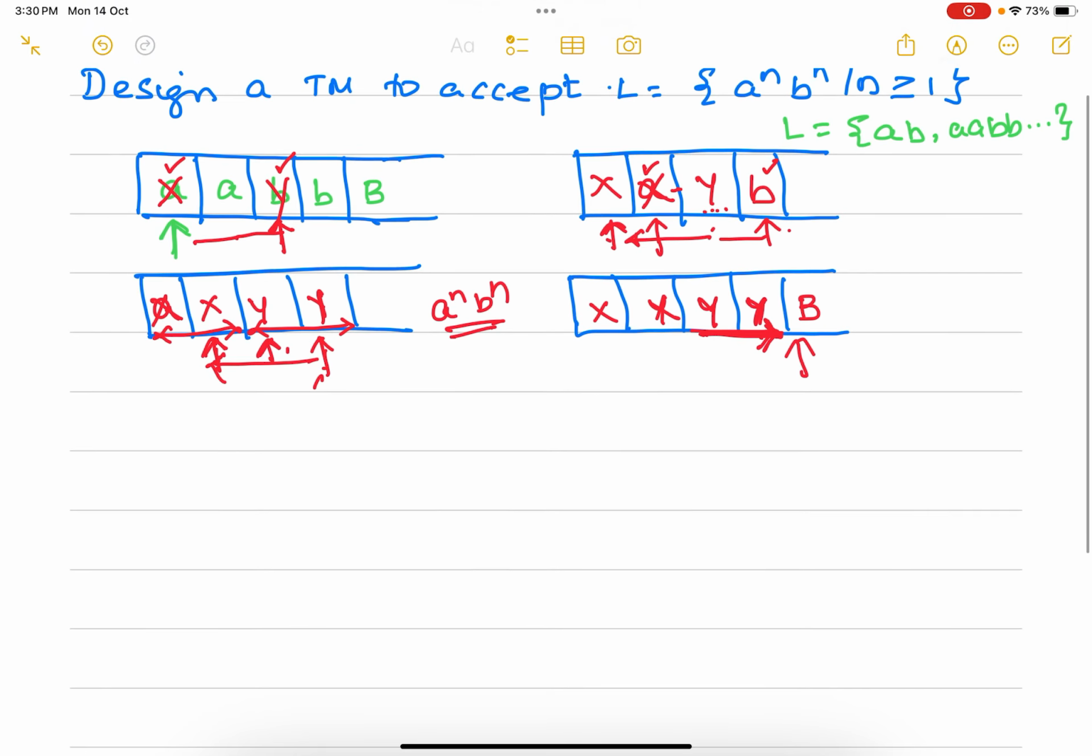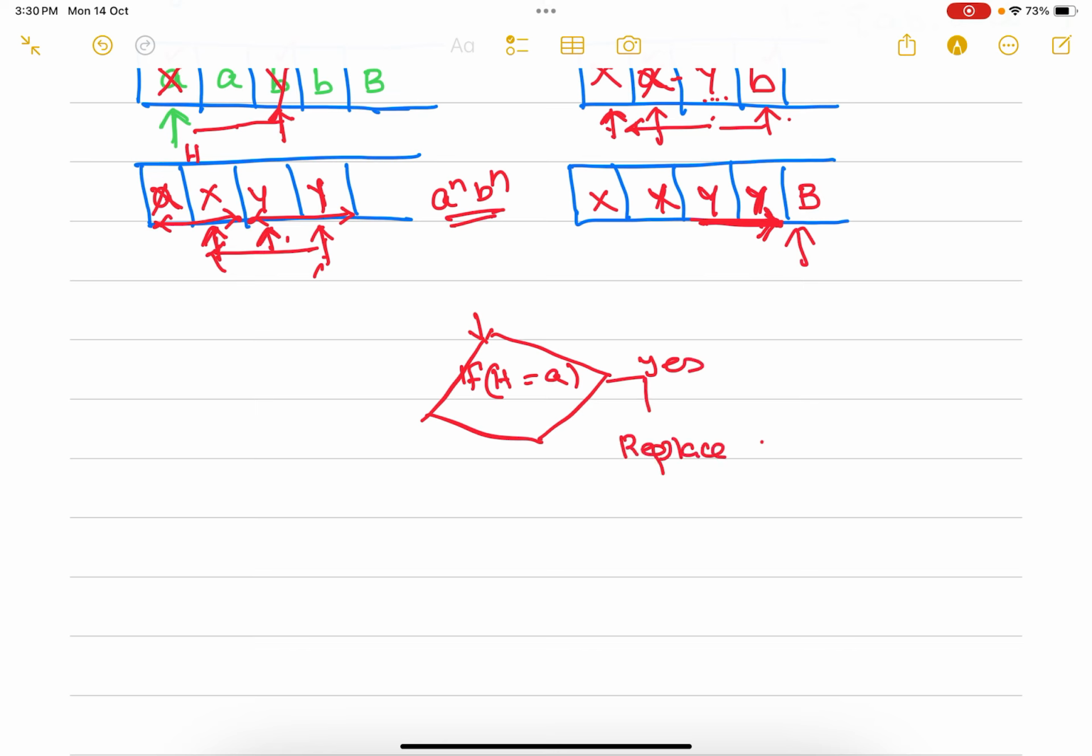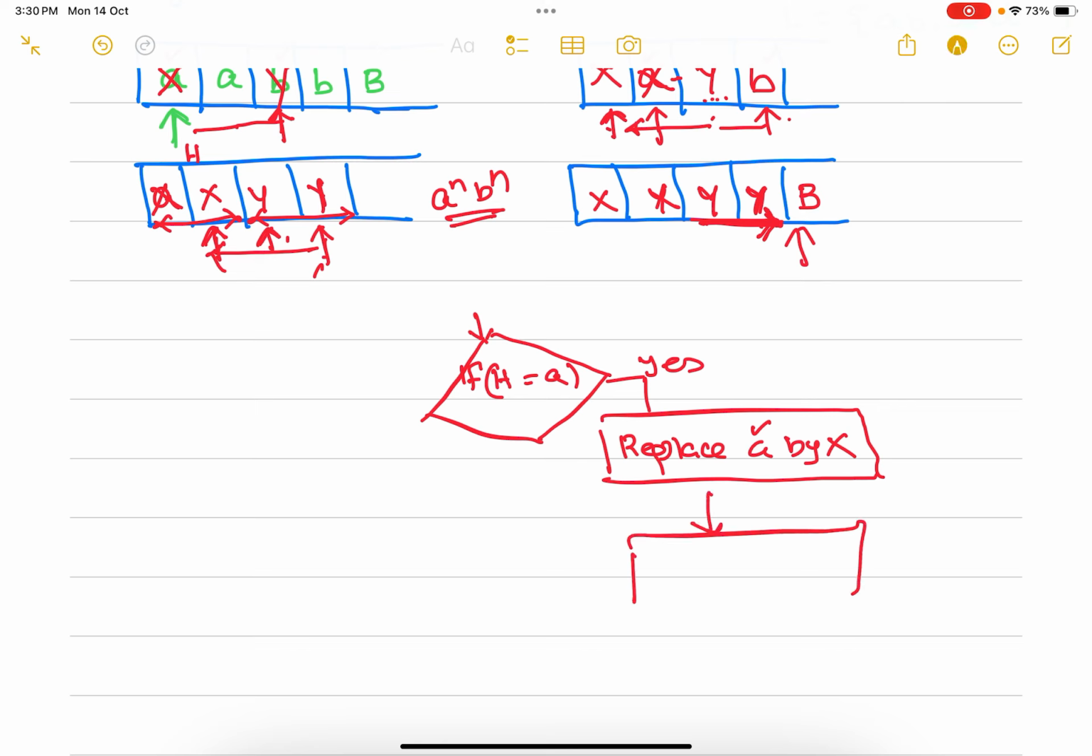I'll try to give a flowchart for how this Turing machine is going to work. First we check, let me name this head as H, if H is pointing to a. If yes, then what do we need to do? Replace a by X. This is the first step, because this a is now visited. We are marking this a as visited. For this a, we need to find a matching b. In between, there is a possibility of more a's.